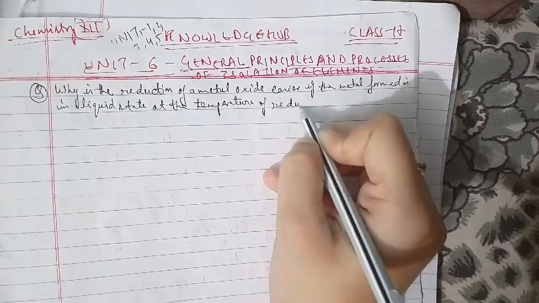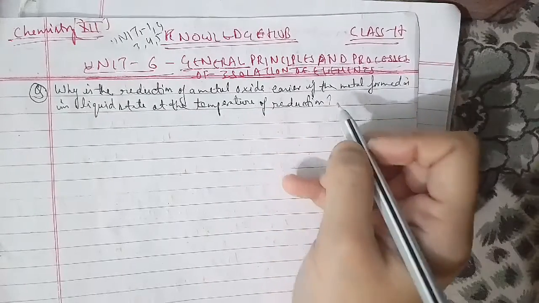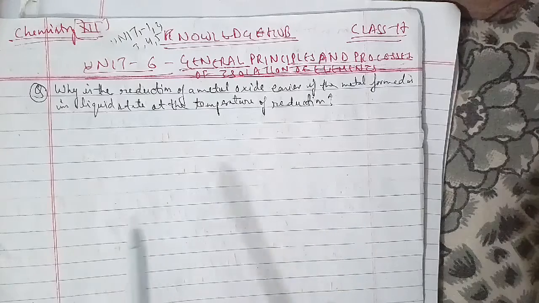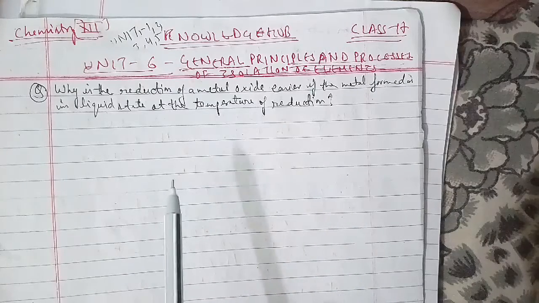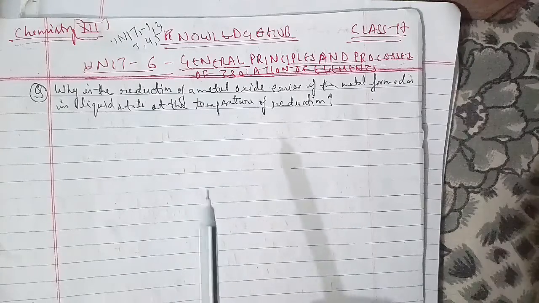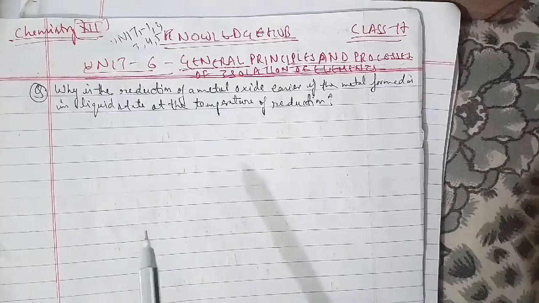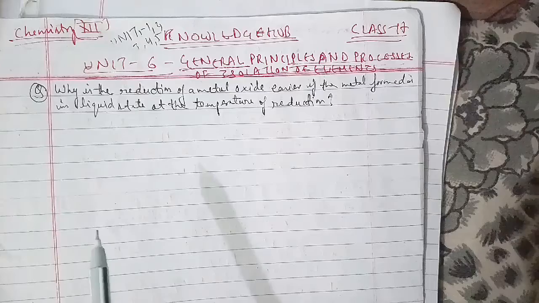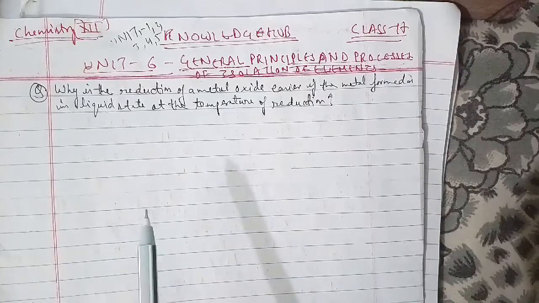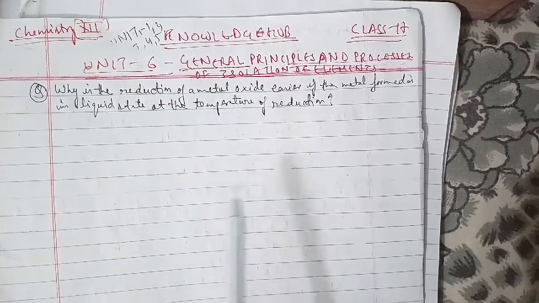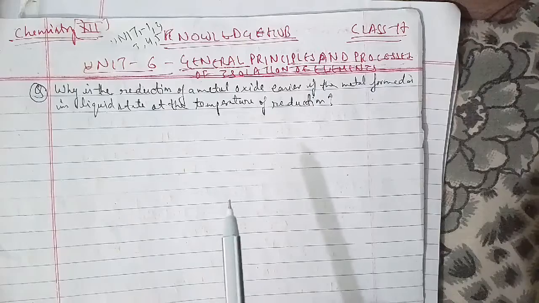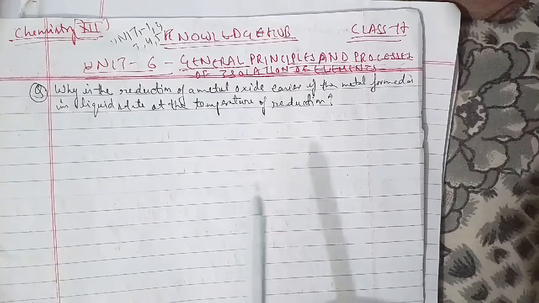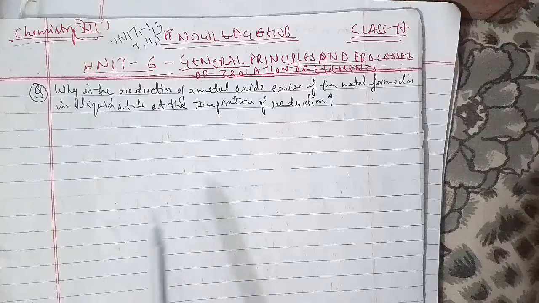Now we will answer it here. The entropy is higher if the metal is in the liquid state than when it is in the solid state, and the value of the entropy change, delta S, of the reduction process is more on the positive side when the metal formed is in the liquid state and the metal oxide being reduced is in the solid state. Thus the value of delta G becomes more negative and the reduction becomes easier as well. Now we'll start discussing the applications in detail.